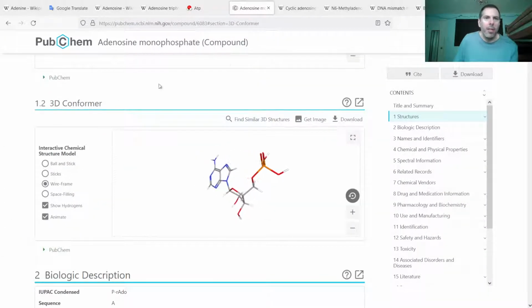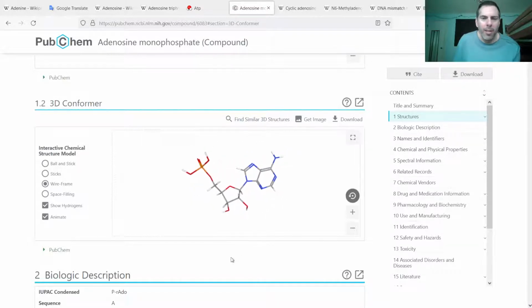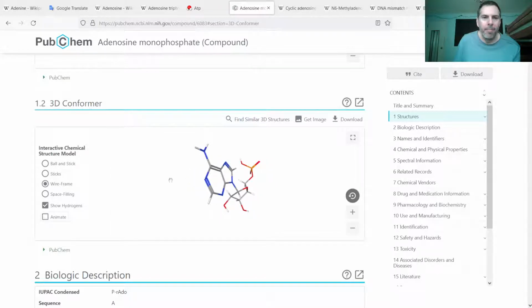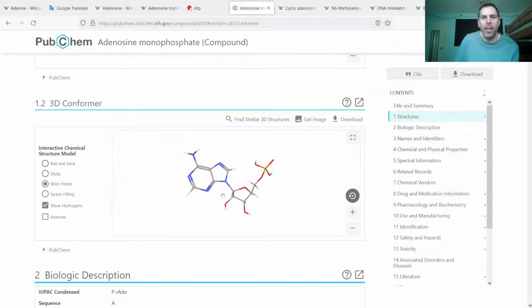Here's just AMP, adenosine monophosphate, being rotated in space here. So you can see this is where the hydrogen bonds would be forming to connect. And then here's the ribose, and here's your 5' carbon and your 3' carbon. And this is the RNA version with the oxygen here.